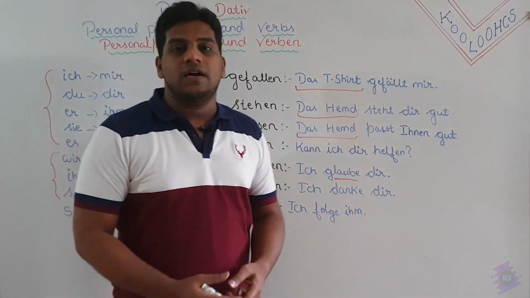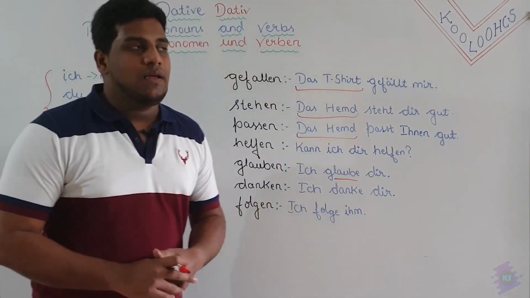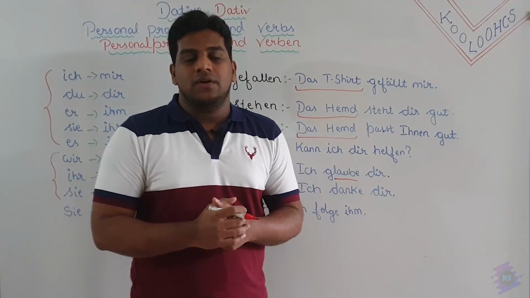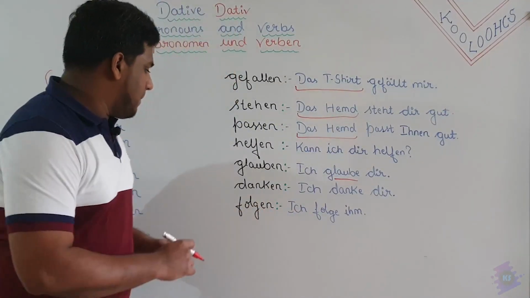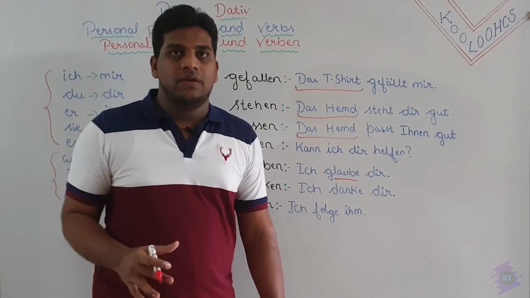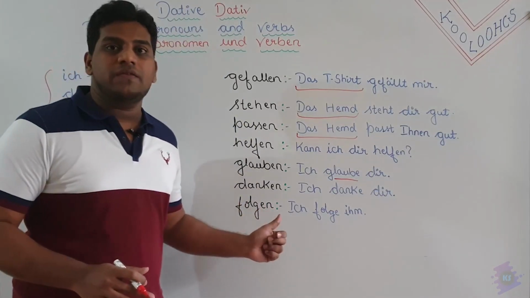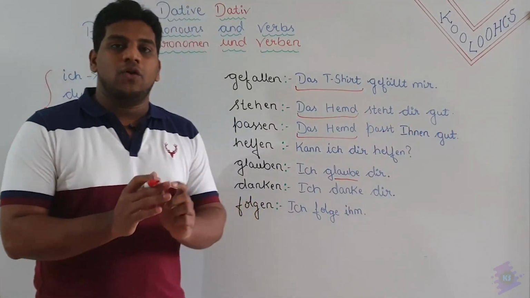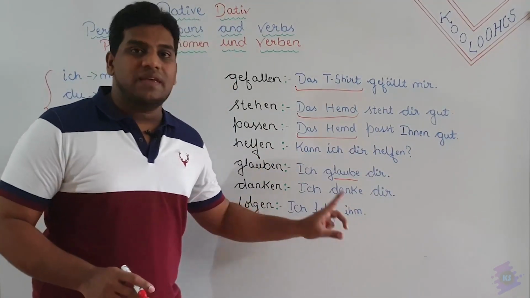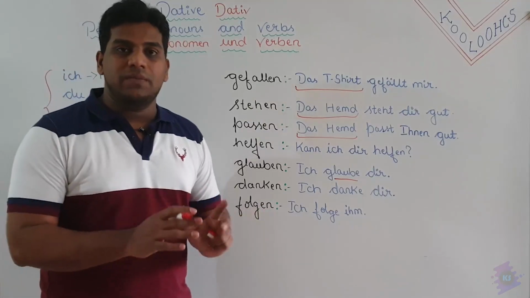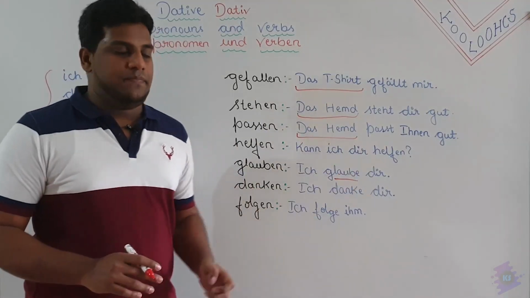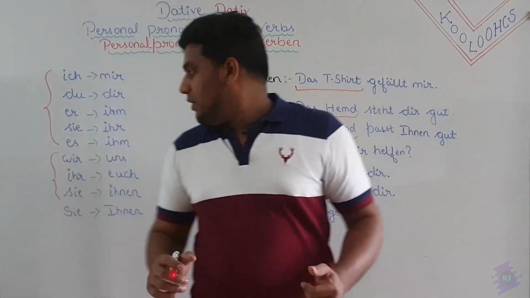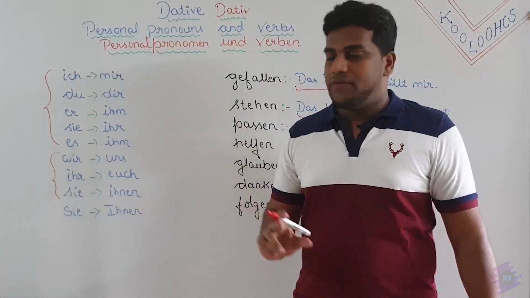And next is danken. Danken means to thank. To thank someone is danken. Again, to say I thank you should be "Ich danke dir" or "Ich danke Ihnen." And if I want to say I follow someone, I should say folgen. Folgen means to follow. "Ich folge ihm" means I follow him. Here ihm means him. Or if I want to say I follow her, I should say "Ich folge ihr." Her is ihr, right? That's why it is ihr.